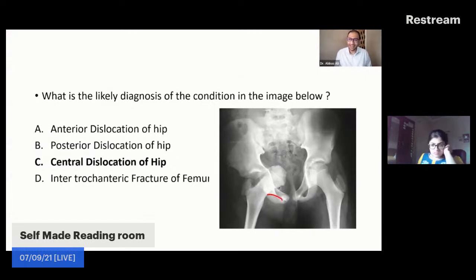Clearly, Shenton's line is obviously broken, and the head has popped inside the pelvis. It is inside the pelvis, right? It has fractured the acetabular wall, and that's why it is inside. Central dislocation is an old term. The correct term is central fracture dislocation. Okay. Everybody got this? No doubts here. Right. Next.